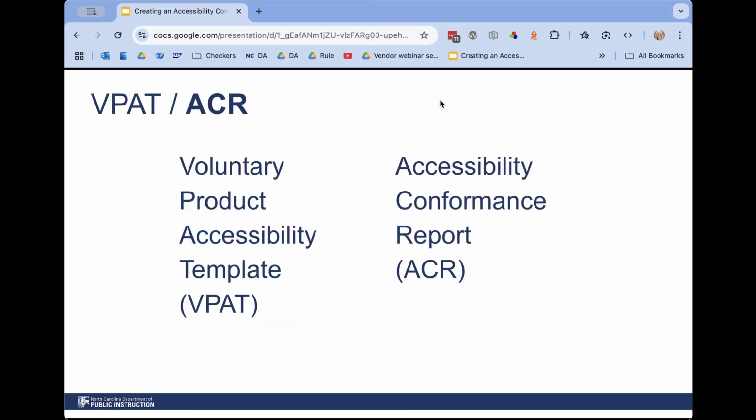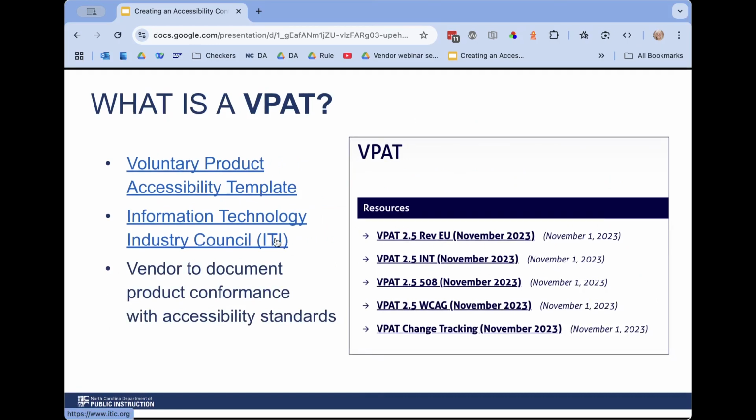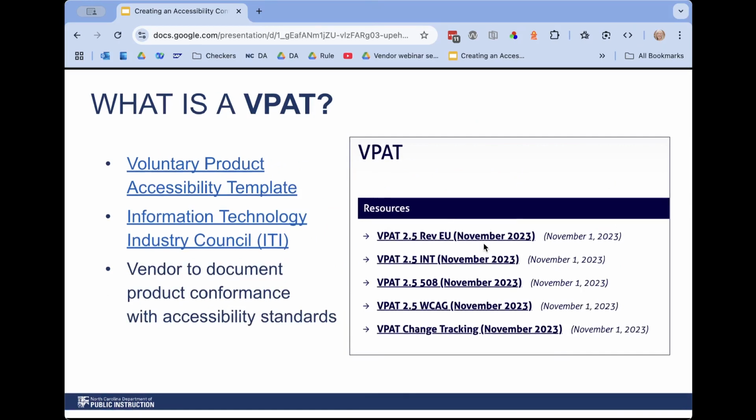In fact, I think on the next slide I have VPAT versus ACR. We usually hear those used interchangeably. So the template itself is something that was developed as an industry standard from the Information Technology Industry Council. Their acronym is actually just ITI, but the council has developed a number of these industry standard accessibility templates. And the screenshot that I have here on the right of this slide has the most recent ones.